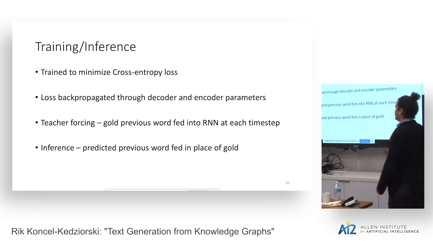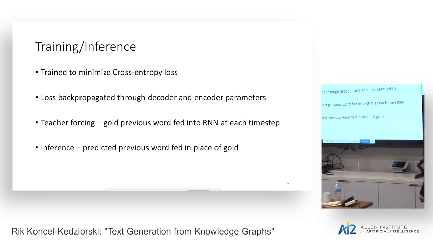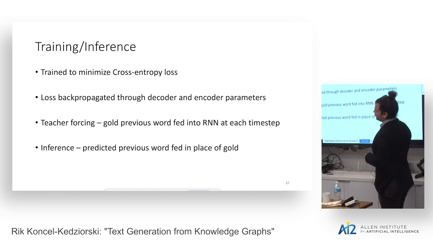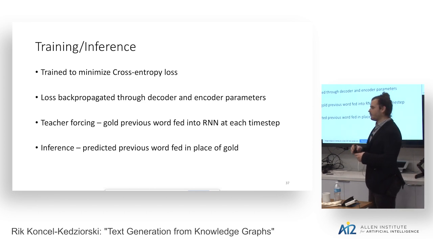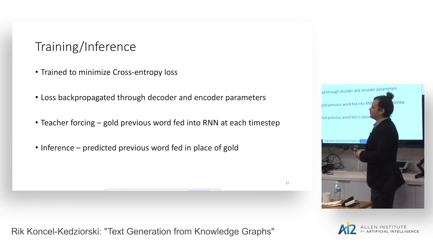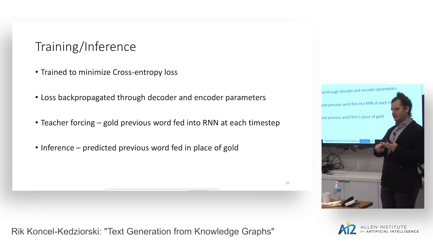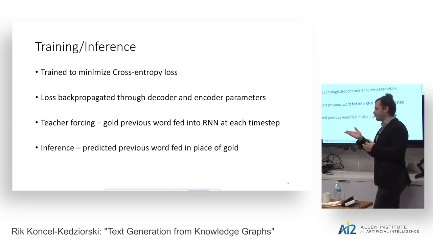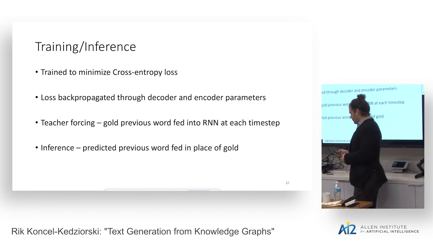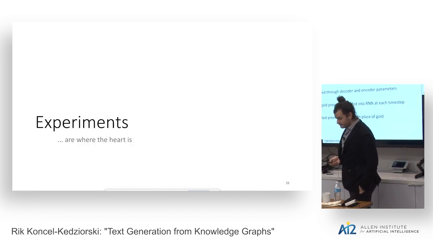So to train this, we're going to train this model end-to-end. Like I was mentioning earlier, we can backpropagate the loss, which is a cross-entropy loss, through the decoder and all the way into the encoder parameters. A couple of details here. We use teacher forcing, which means during training, we're going to give the gold human authored abstract previous word as the input token to the RNN decoder. At inference, then, we can just use the model's own generations to decide how to write the final text.